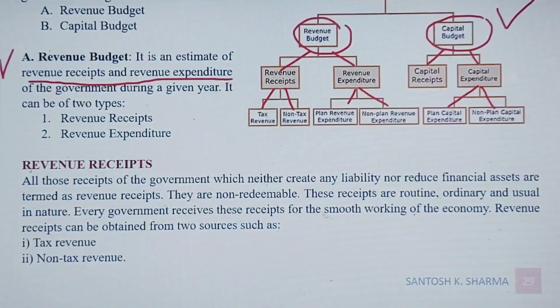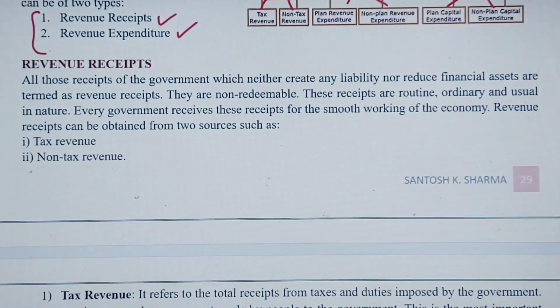And again, these are divided into two parts. Just now I told you from the flow chart that the revenue budget can be revenue receipts and revenue expenditure. Okay, now see what these revenue receipts are. All those receipts of the government which neither create any liability nor reduce financial assets are termed as revenue receipts. You must learn this definition.